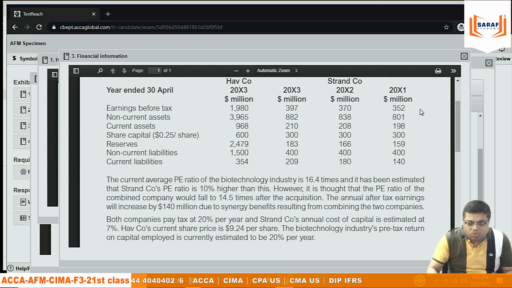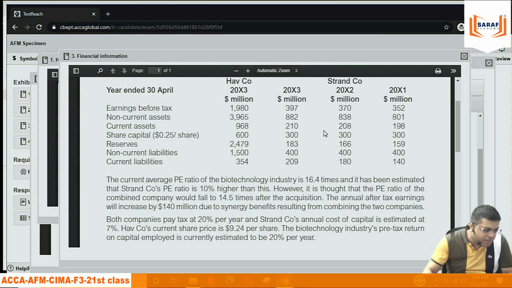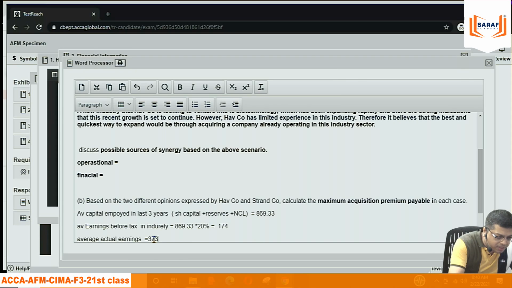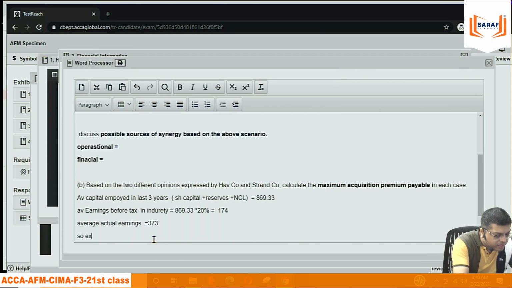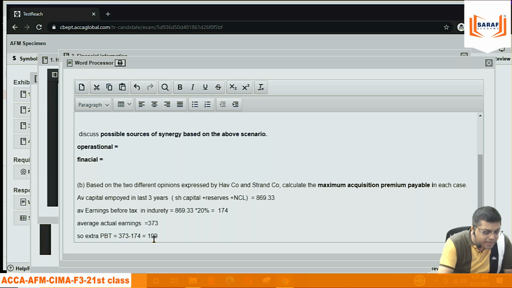397, 370, 352 डिवाइडेड बाई 3. 373. ठीक है, इक्वल्स टू 373. सो एक्स्ट्रा प्रॉफिट बिफोर टैक्स 373 माइनस 174. 373 माइनस 174, 199.